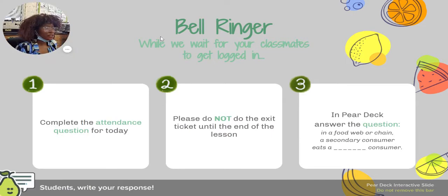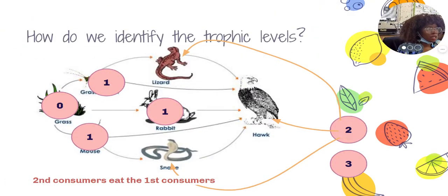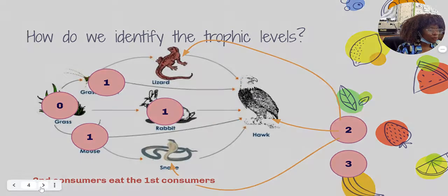Okay, bell ringer. So first things first, you're going to answer this question right here in that box. Then here is how we answer that question. So the secondary consumers are going to eat the primary consumers, and this is the proof of that.